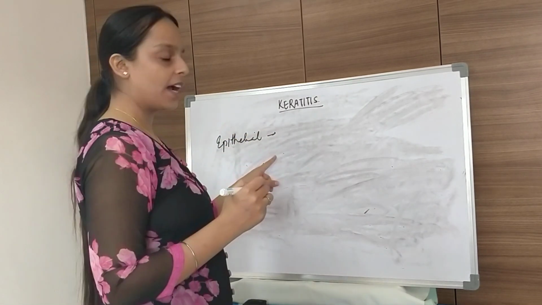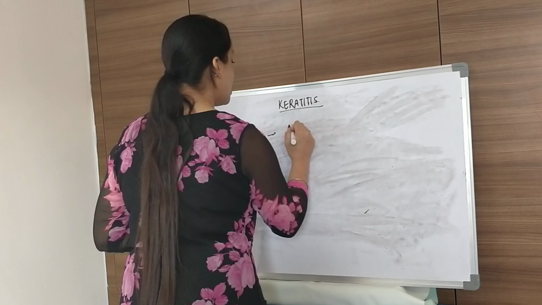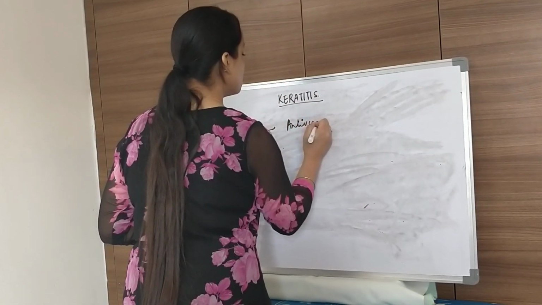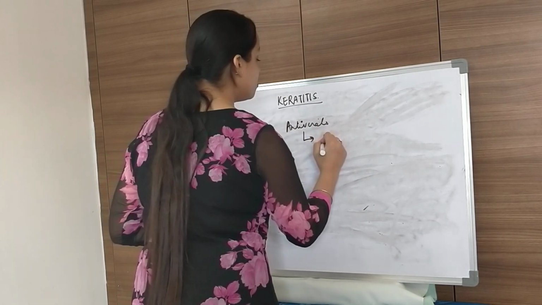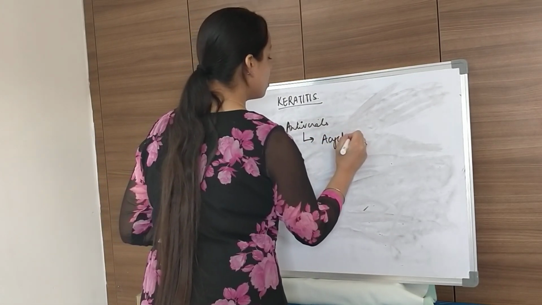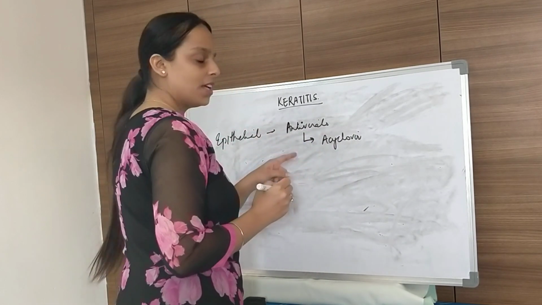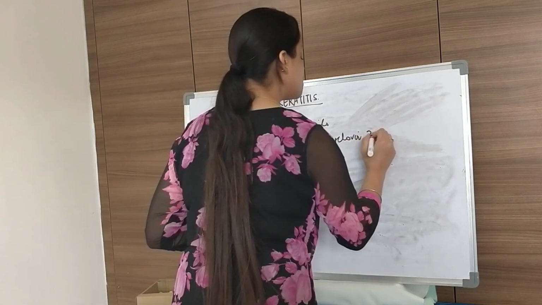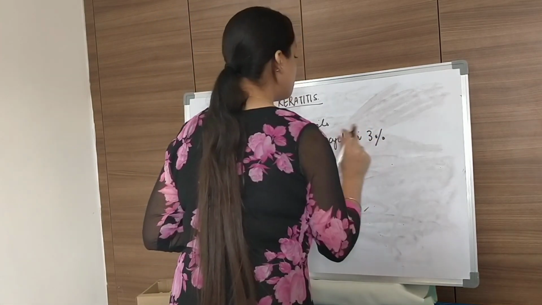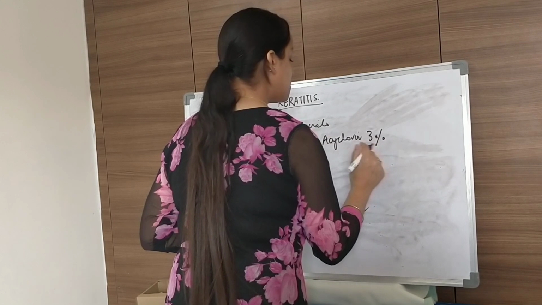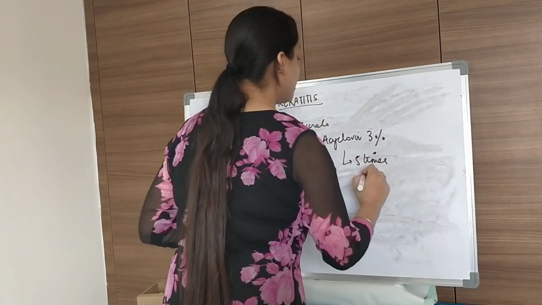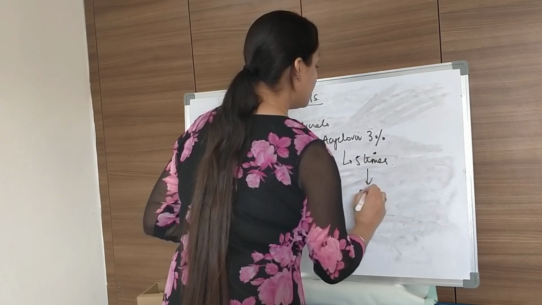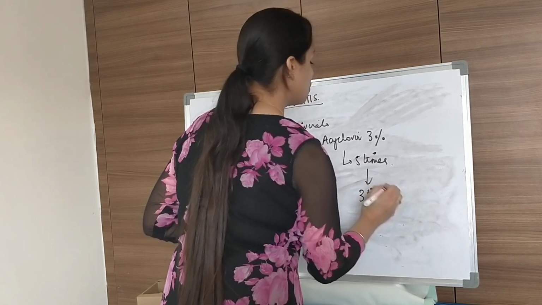Because the infection is active, so you have to give antivirals to the patient. Okay, the antivirals have to be topical. So what will you give? You can give acyclovir. Okay, this is the least toxic and the most effective drug. 3% acyclovir. You have to give acyclovir 3% 5 times to the patient till the ulcer heals, and then you can taper it down to maybe 3 times depending upon the response of the patient.